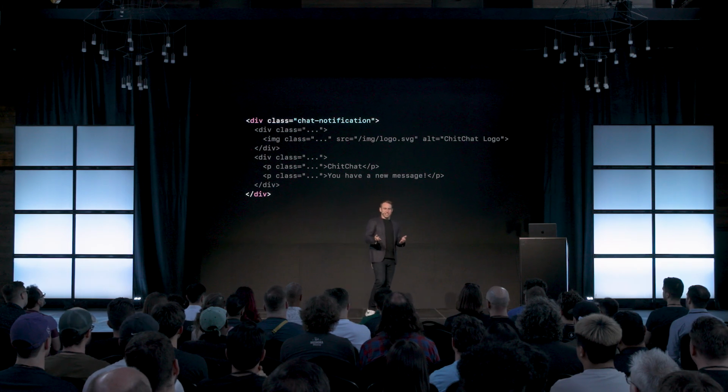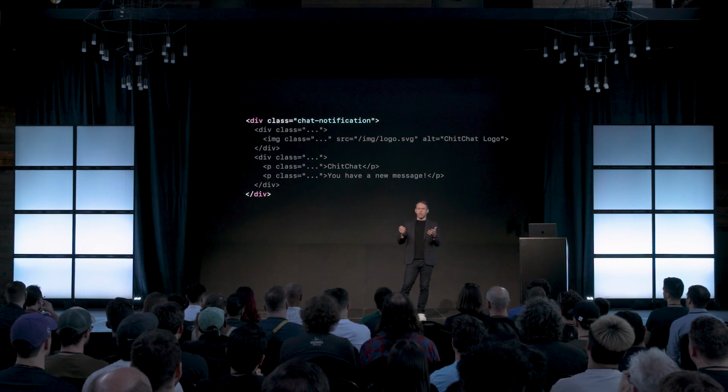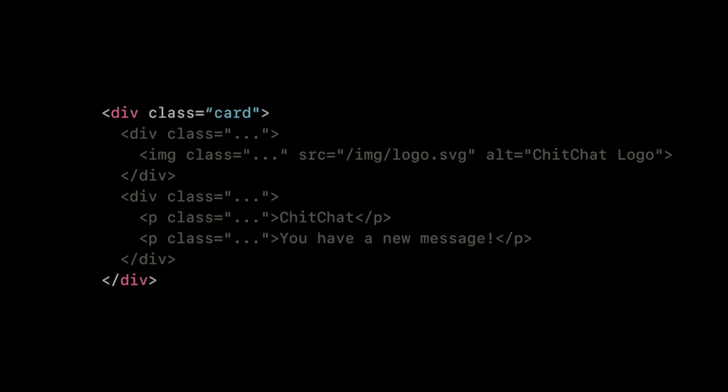So I would take classes like this chat notification class, and I would see, okay, well, on the screen, this looks like a card. So I'm going to call this card instead. And now anytime I see other cards, I can use this class.